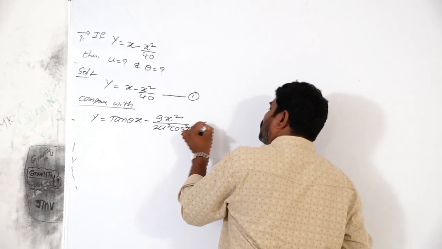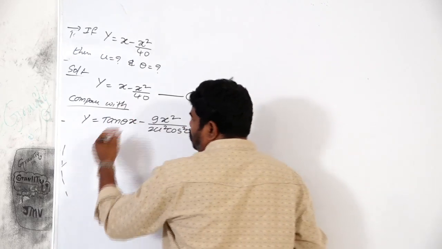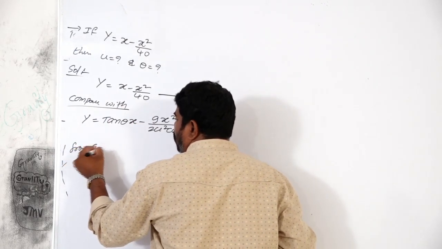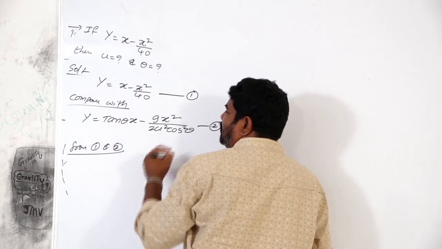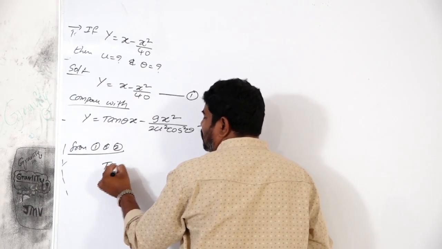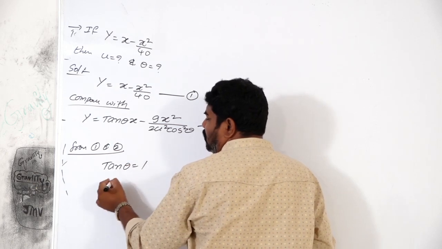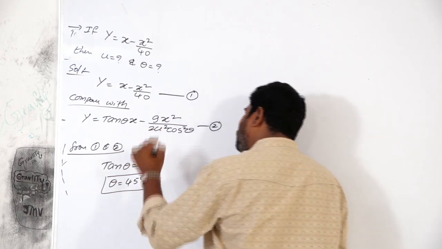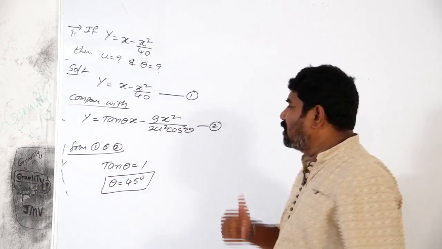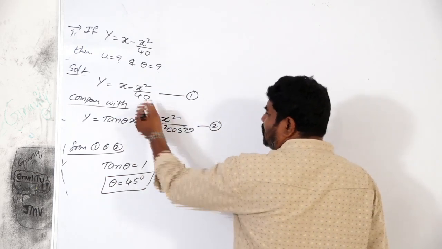So this is equation number 1, equation number 2. So from 1 and 2, here 1 into x, this is the tan theta x. That means tan theta is equal to 1. That means theta, the angle of projection, is nothing but 45 degrees. What is the angle of projection? 45 degrees. And what is the velocity of the projection?